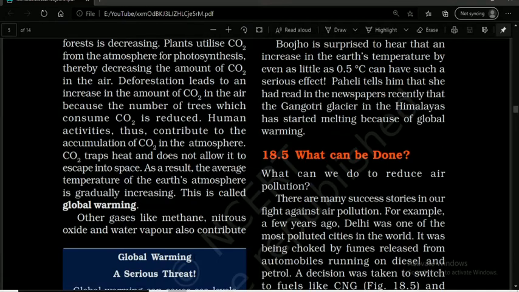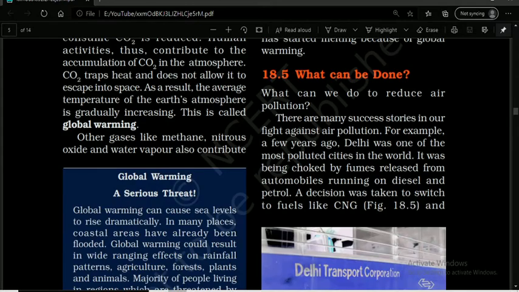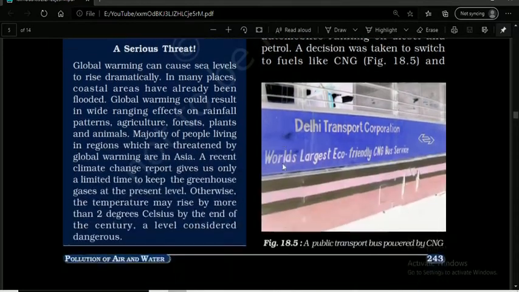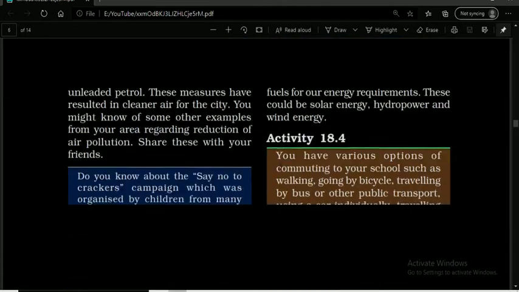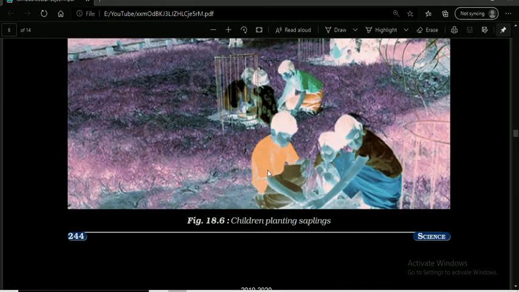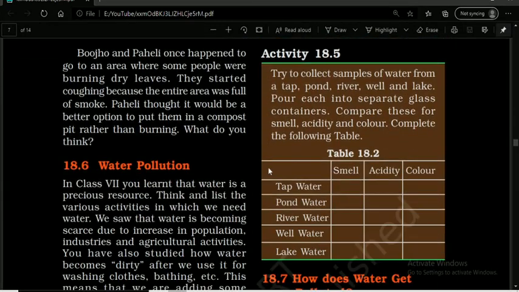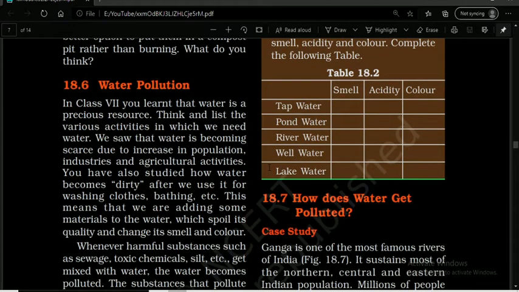So students, last week we already read about the greenhouse gases in the chapter on pollution of air and water, and what we can do to save our environment from these gases, or in one word, global warming.